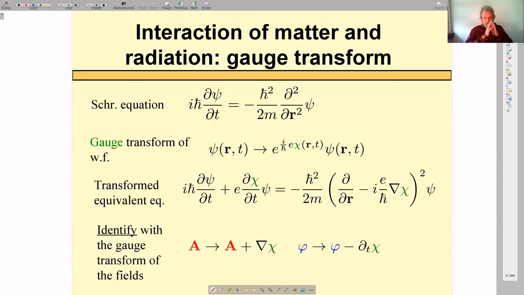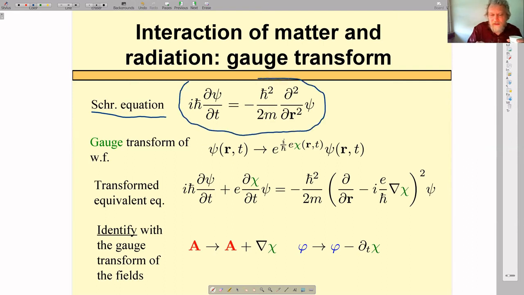And now we switch the gauges and we go to gauge transformation. It's a very fine way to actually derive the interaction between matter and radiation. Sure, let us start with the Schrödinger equation for a particle. For simplicity, I don't want to have any potential. So it just has the kinetic energy term in the evolution equation.